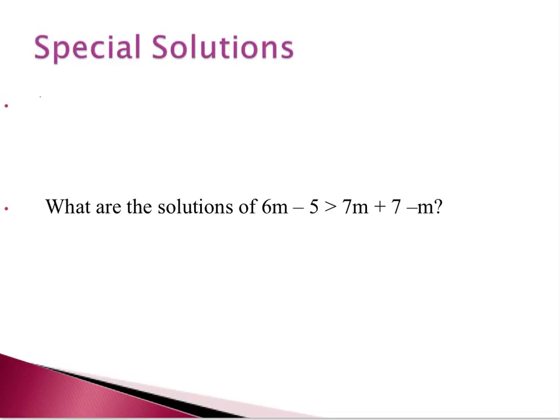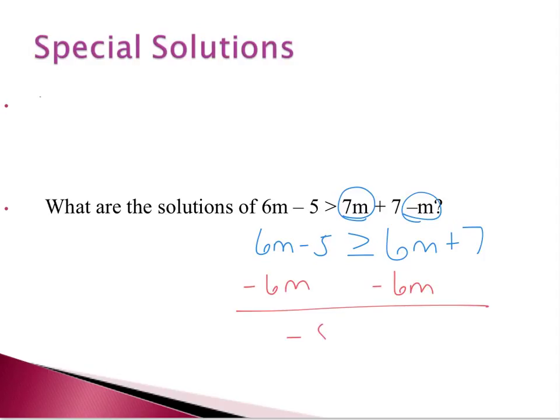Here's another case where there might be a special solution, so let's take a look at it. Here I have 6m minus 5 is greater than or equal to. Now on the right, I have 7m minus m. So that's going to be 6m, but I have a plus 7 as a constant. If I subtract 6m from both sides, you will see that I have minus 5 is greater than or equal to positive 7. Will that ever be the case? Is there any value of m that can make that a true statement? No. Since there's no value of m that can make that a true statement, this has no solution, because there's not a value of m that will make it true.